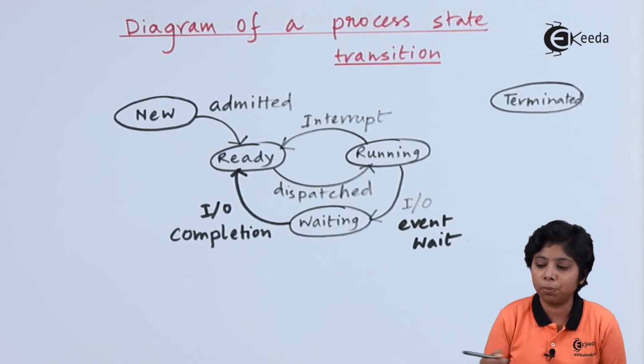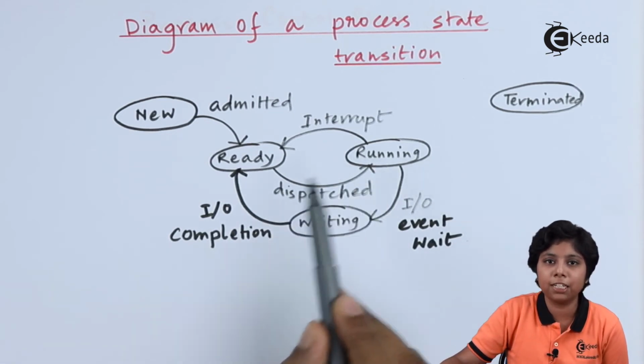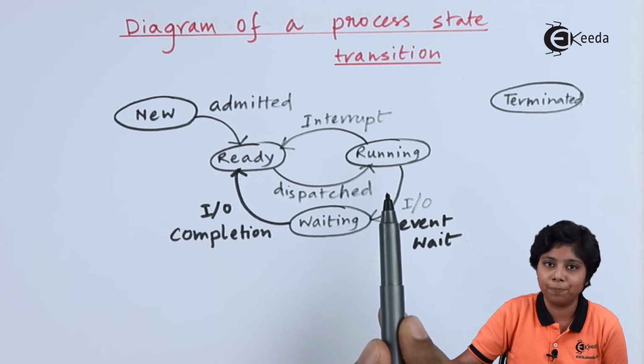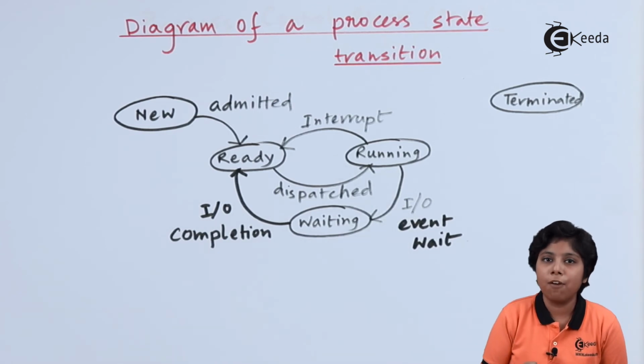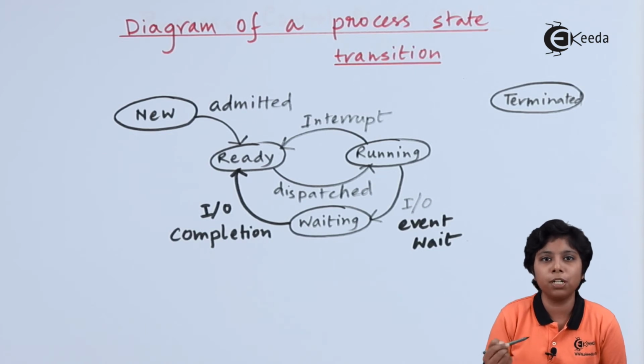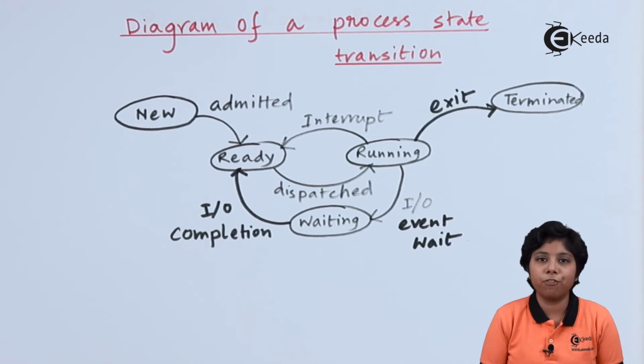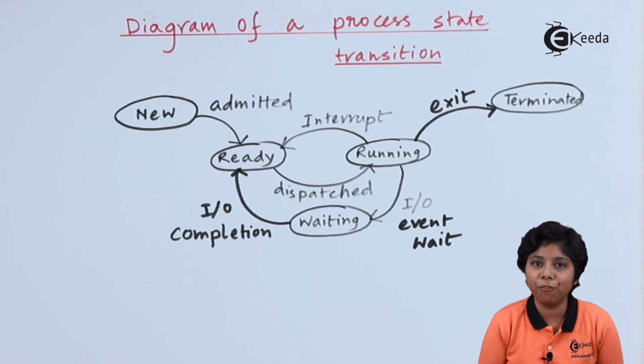So again it has to be dispatched to the running state and resume its execution. From the running state, when the process has finished all its execution, it moves to the terminated state via the exit system call. So these are all the transitions of a process state, and this can be described very briefly using this process state diagram.